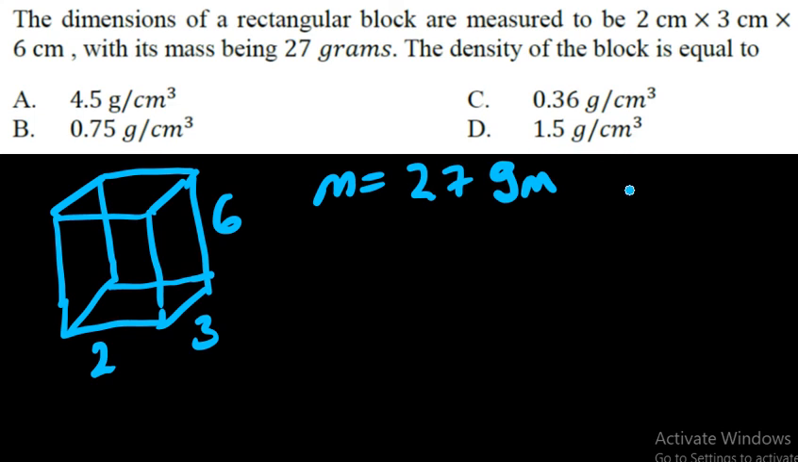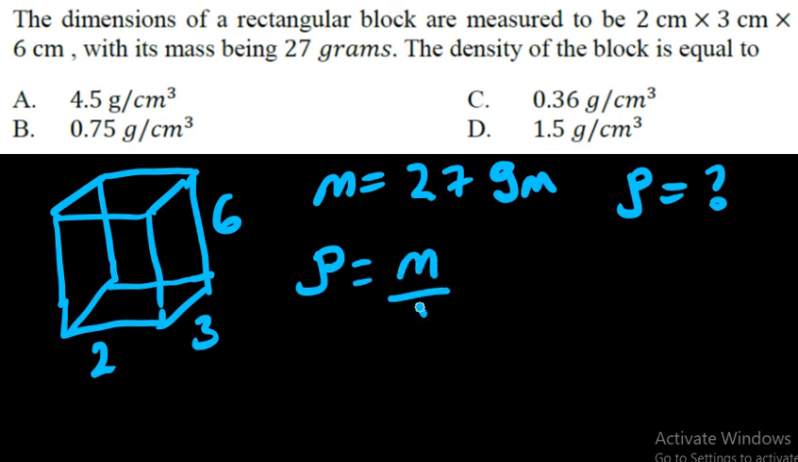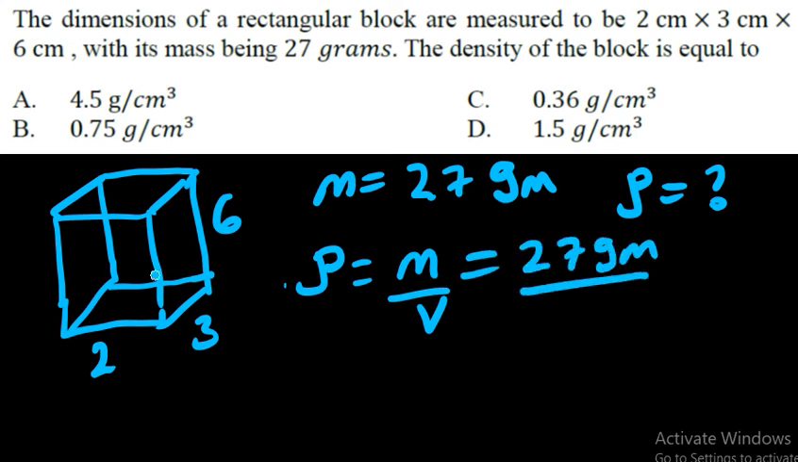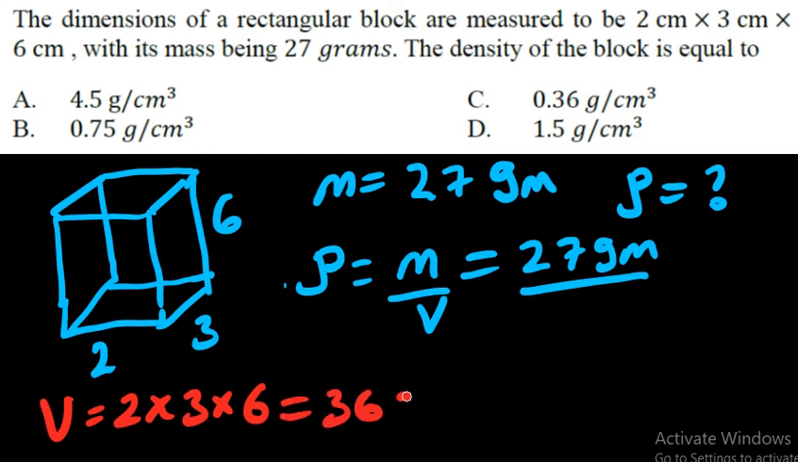The density of the block is equal to, we are asked the density, rho. Remember, density is equal to mass over volume. Remember this formula. So what's the mass? It's given to you, 27 gram, over, what about the volume? The volume of this rectangular prism is base area times height, or length times width times height. So the volume will be 2 times 3 times 6, all in centimeters. 2 times 3 is 6, 6 times 6 will be 36 centimeter cube.